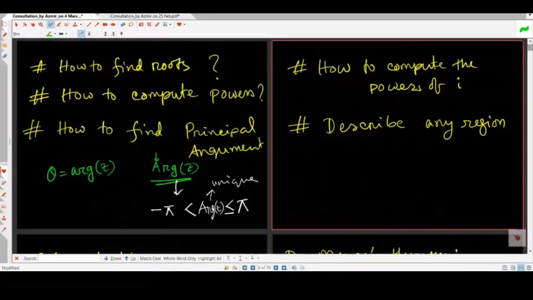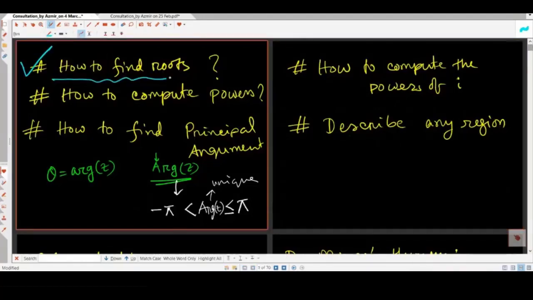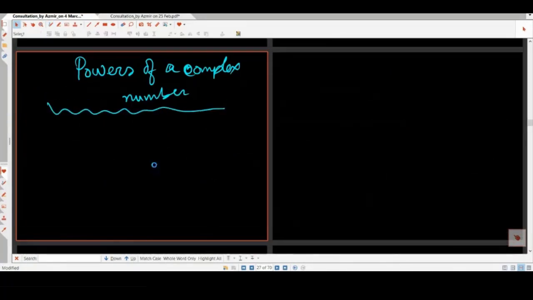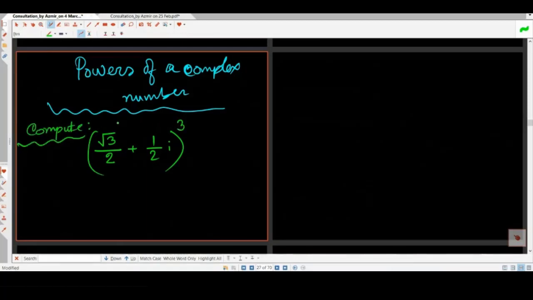So the first content that we need to discuss is done. We have learned how to find roots. You will see that the concept that you have learned will be helpful in computing powers of any complex number. So let's discuss our second topic, how to compute powers. Powers of a complex number. Suppose we want to find the power of root 3 over 2 plus 1 over 2i, and the power is 3. So we need to compute this power.